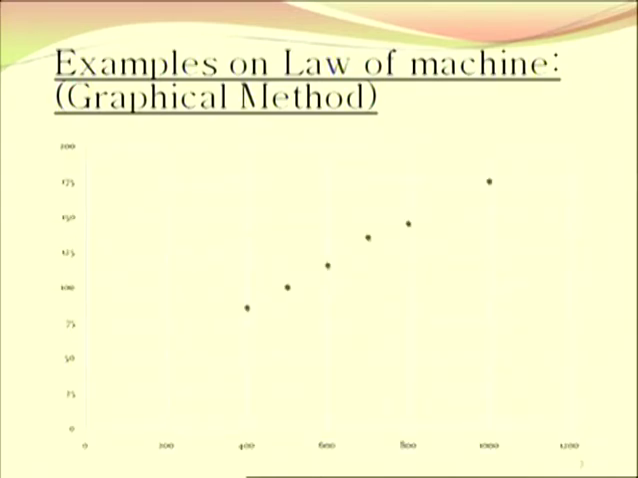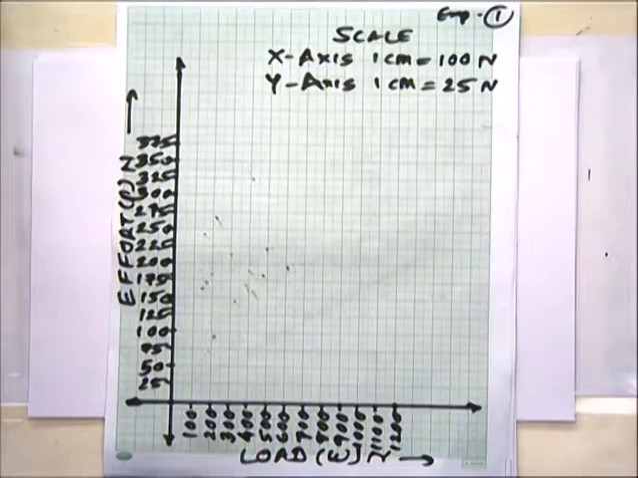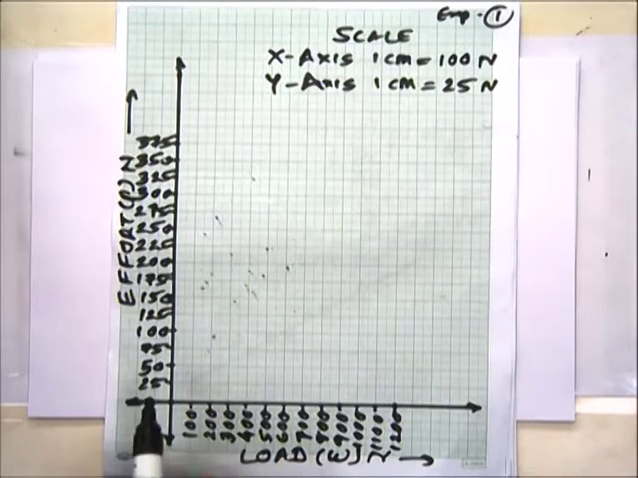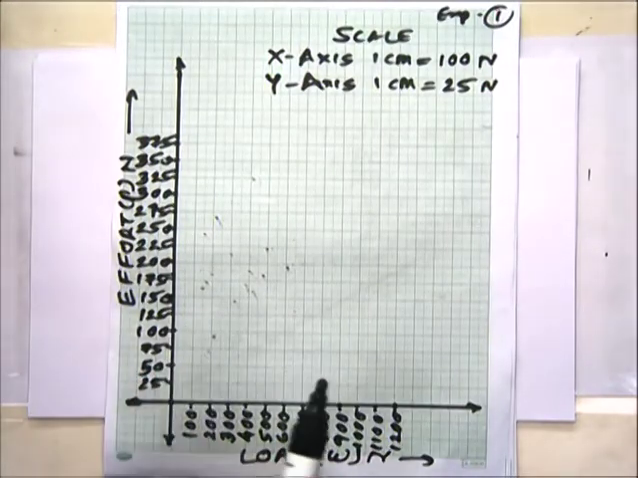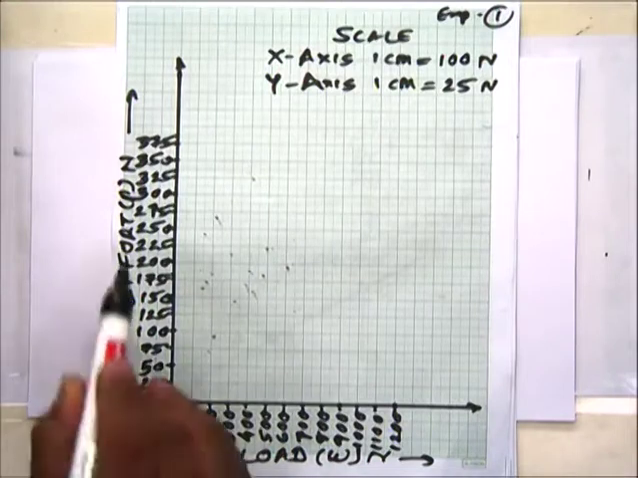This is the typical graph on computer. Now the same thing we can see on graph. Let's see on graph. Here on graph the load is denoted on x-axis with 1 cm equal to 100 Newton scale, so it is located at 100, 200, 300 up to 1200. Similarly on y-axis we have located effort P in Newton. Scale is 1 cm to 25 Newton, hence it is 25, 50, 75 and higher.